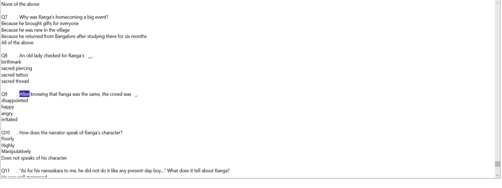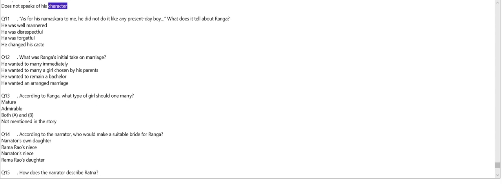Q9. After knowing that Ranga was the same, the crowd was _ disappointed. Happy. Angry. Irritated. Q10. How does the narrator speak of Ranga's character? Poorly. Highly. Manipulatively. Does not speak of his character. Q11. As for his namaskar to me, he did not do it like any present-day boy. What does it tell about Ranga? He was well-mannered. He was disrespectful. He was forgetful. He changed his caste.